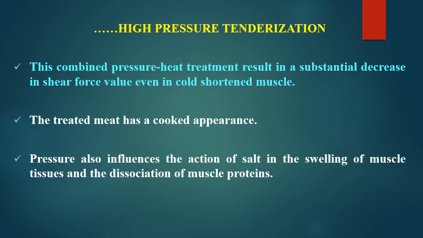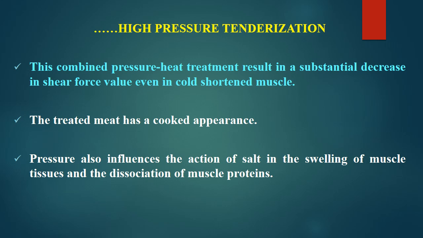In further continuation about the high pressure tenderization, this combined pressure and heat treatment result in a substantial decrease in shear force value even in cold shortened muscle. So earlier we have discussed many times, due to the quick chilling, that is before rigor mortis is over, there is a cold shortening which makes the meat tough. So such a tough meat can be made tender by the combined treatment of pressure and heat. That is, 60 degrees Celsius for 30 minutes, and after that 150 megapascal pressure treatment.